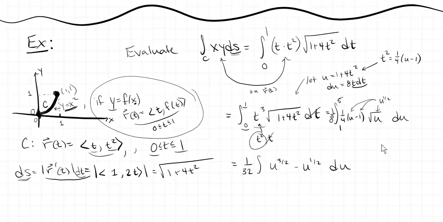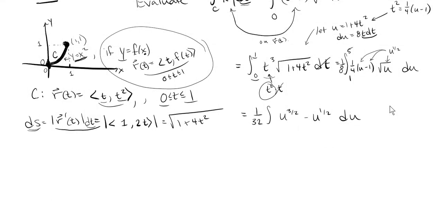And now we're good to go. From 1 to 5, I should say. Let's pick up over here. 1 over 32 times, I'm going to integrate. 3 halves becomes 5 halves power multiplied by the reciprocal of that. Similar over here. 1 half becomes 3 halves multiplied by the reciprocal of that, and 1 to 5, I should say.